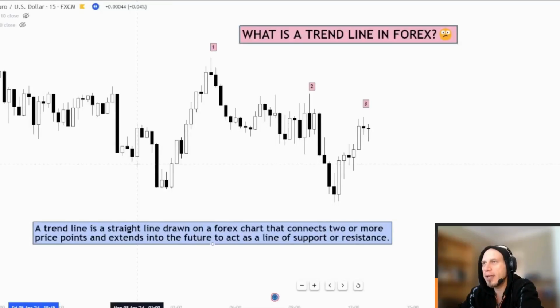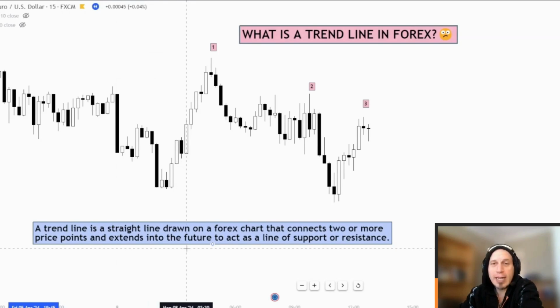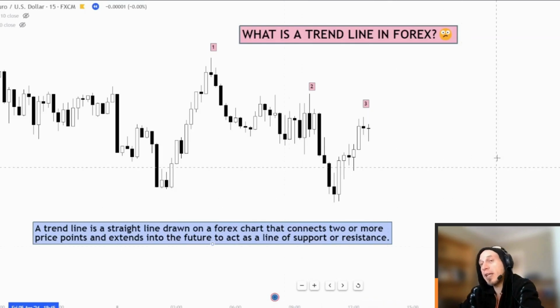What is a trend line in Forex? A trend line is a straight line drawn on a Forex chart, or really any other instrument or trading chart, that connects two or more price points and extends into the future to act as a line of support or resistance. All right, folks, it's really quite simple.